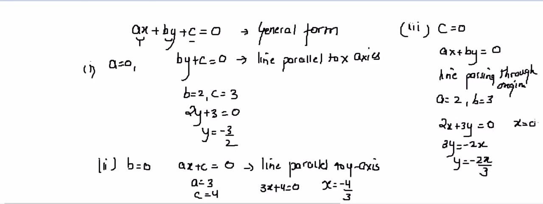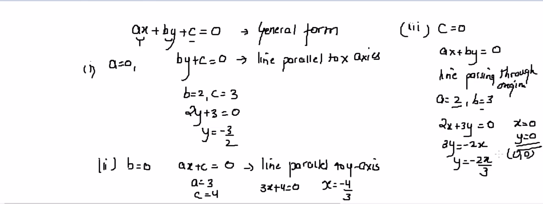So when I put x equals 0, I'll get y equals 0. So 0, 0 is your origin, which means definitely this line will always pass through origin. Doesn't matter what's the value of a and b. If you put x equals 0, you'll always get y equals 0. 0 comma 0 is your origin, and that means this line always passes through the origin. So this is about the standard form.